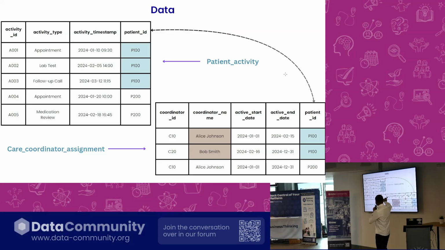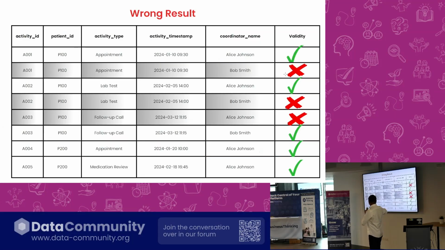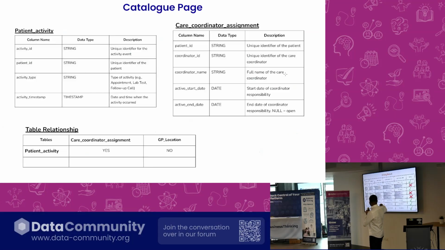But here's the problem with this table and joining it on just the patient ID. You can see that patient 100 was assigned to both Alice Johnson and Bob Smith over time. So the moment you do the join, you end up with a many-to-many relationship. So it's very important that whenever you're joining your tables, you think about that every time. But let's see what happens if we give the LLM just enough context without exposing this data to the LLM. Now, this is the result, obviously, you're going to get, which is wrong.